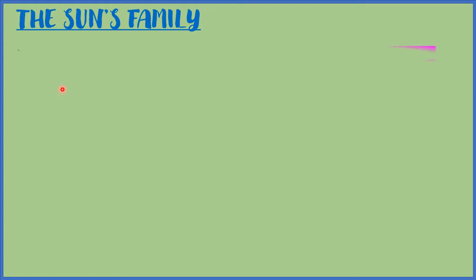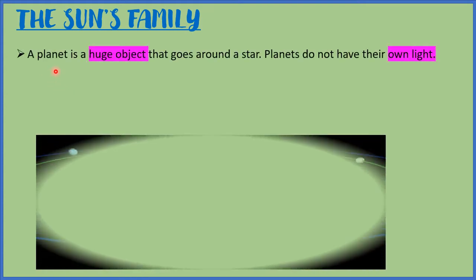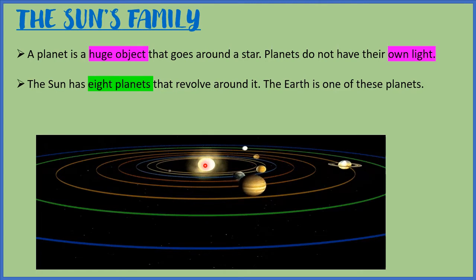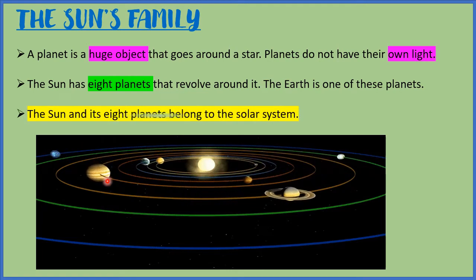The Sun's family. A planet is a huge object that goes around a star. Planets do not have their own light. The Sun has 8 planets that revolve around it. The Earth is one of these planets. The Sun, along with its 8 planets, is called the solar system.